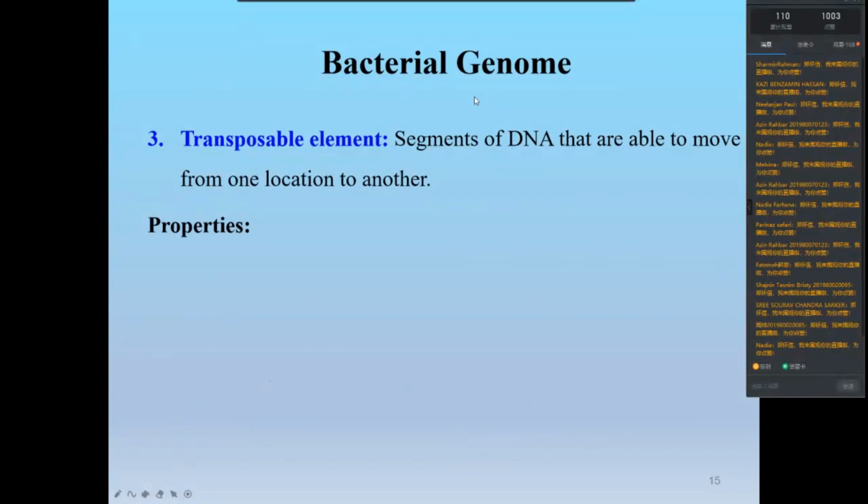Another component we'll talk about here is the transposable element. Transposable, according to the name, you can see that they can move. These are segments of DNA that are able to move from one location to another. They are not an independent DNA molecule. They are residing on the chromosome or on the plasmid, just one segment of the DNA.